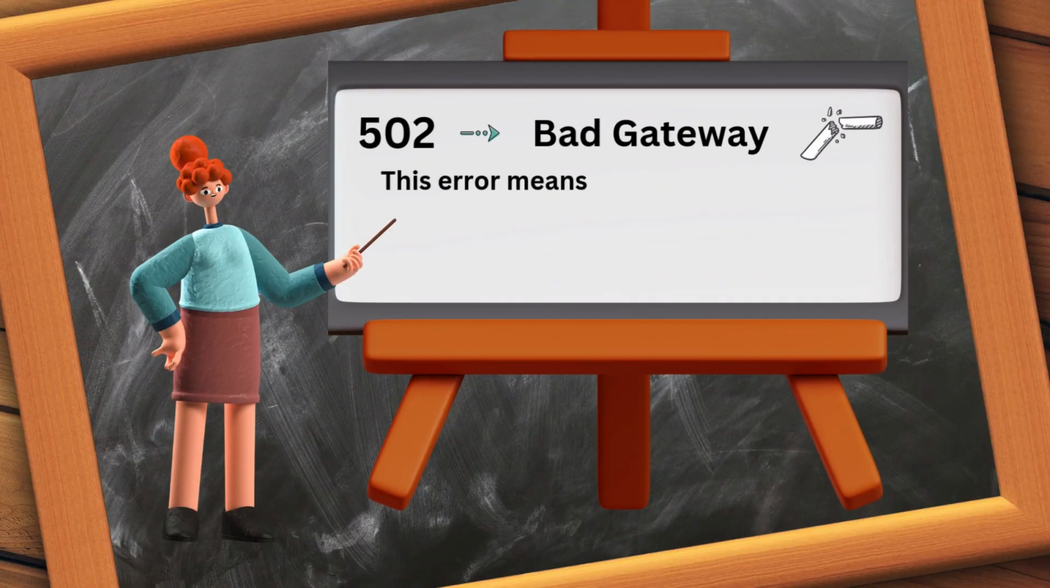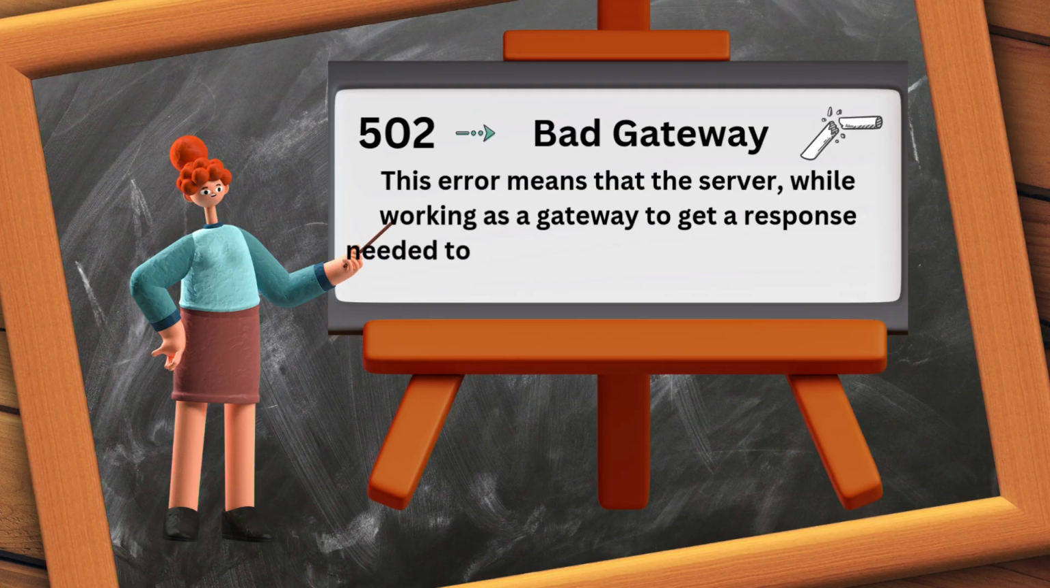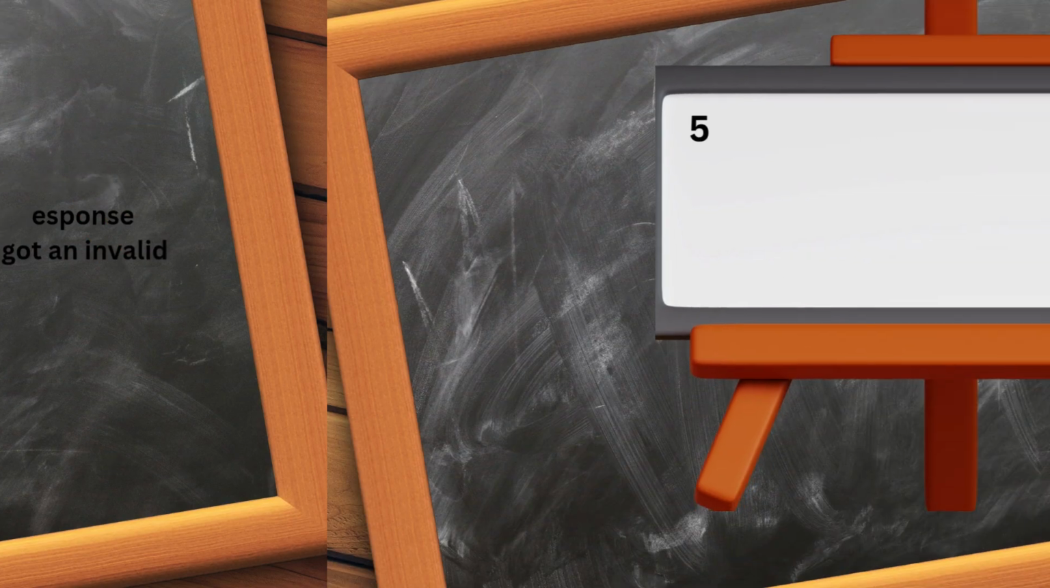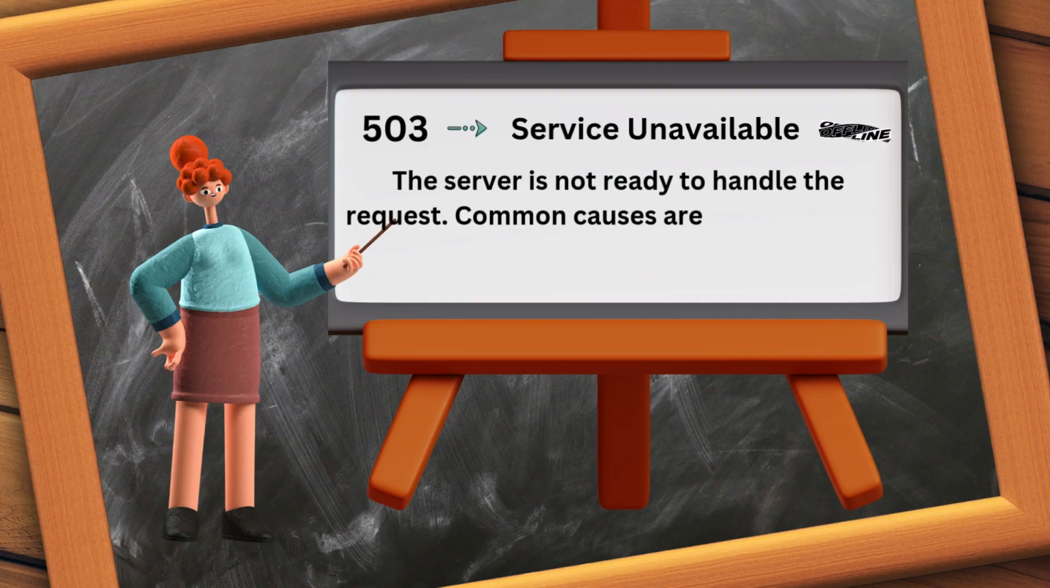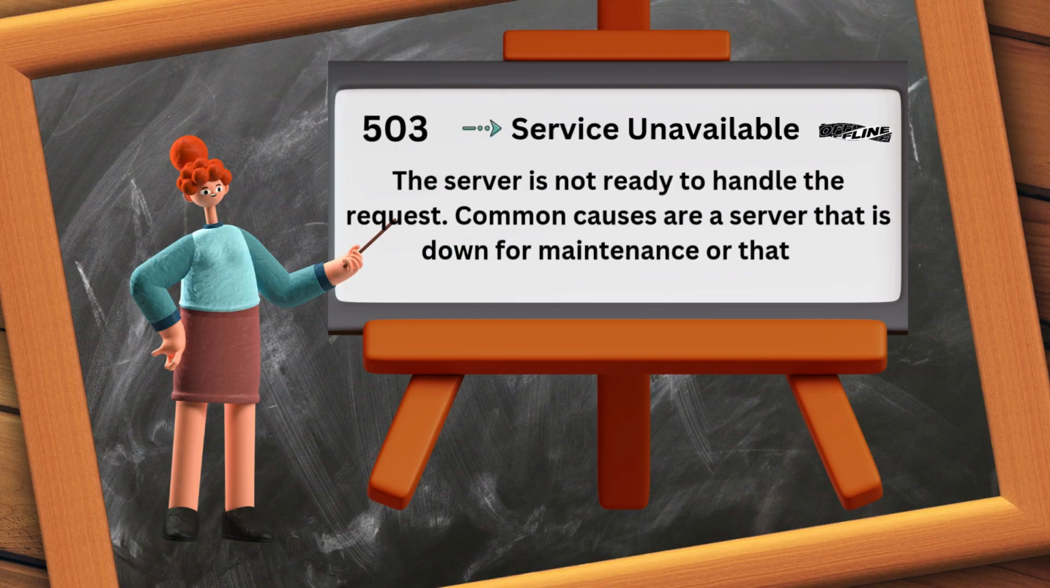502 for bad gateway. You're hitting an API gateway or reverse proxy, and it's failing to talk to the upstream server. 503 for service unavailable. Servers down, under maintenance, or just overwhelmed. Use this sparingly and set a retry after header if you want to be fancy.